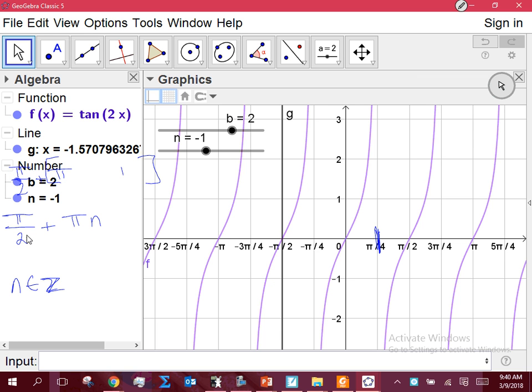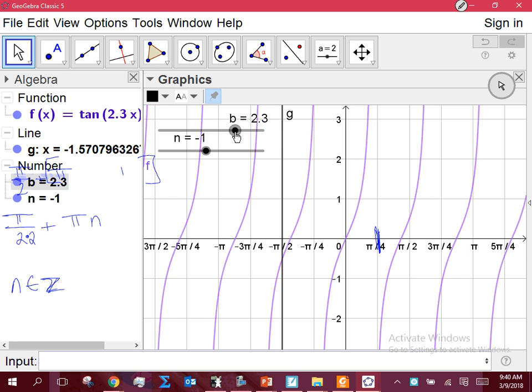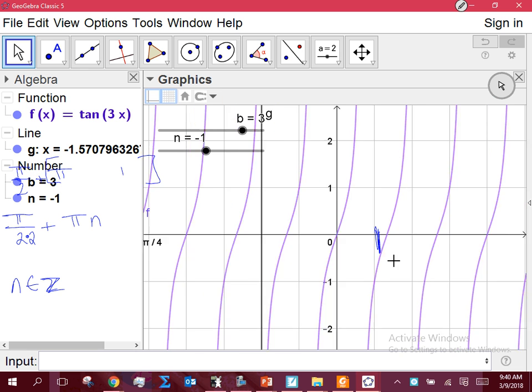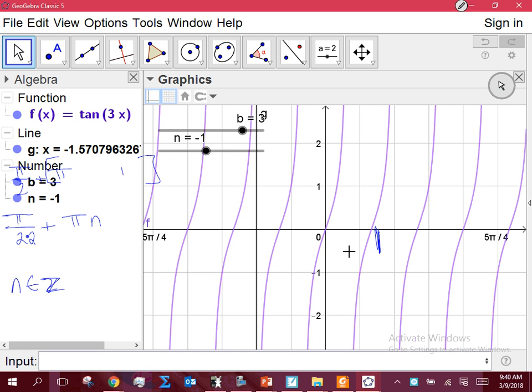Okay, is that pi over 2 times 2? Is that still pi over 4? What if this was a 3? Now my axes are not set up this way, but if I write x equals pi over 6, does that look like the asymptote when it's 3? So I need my first asymptote to show up at pi over 6. So this would have to be a 3. Does that make sense, everybody?